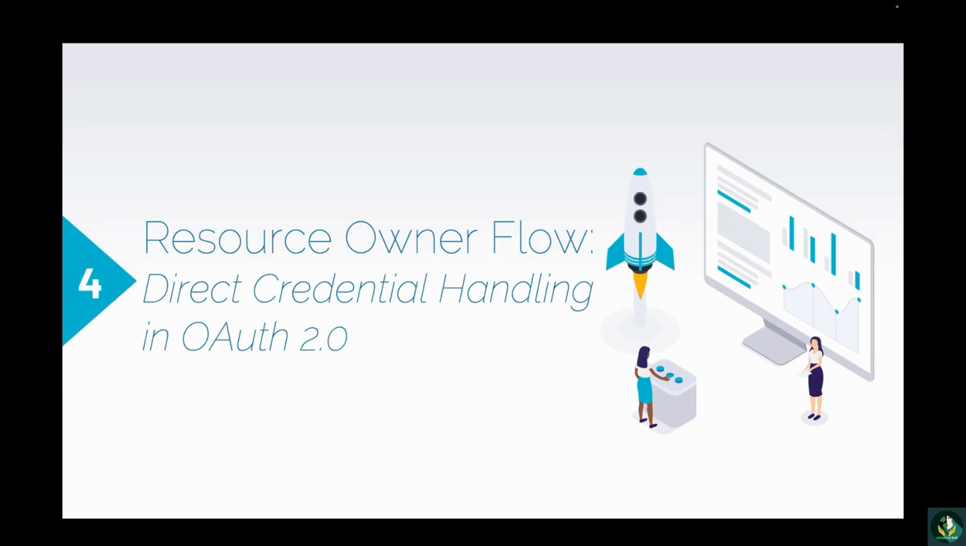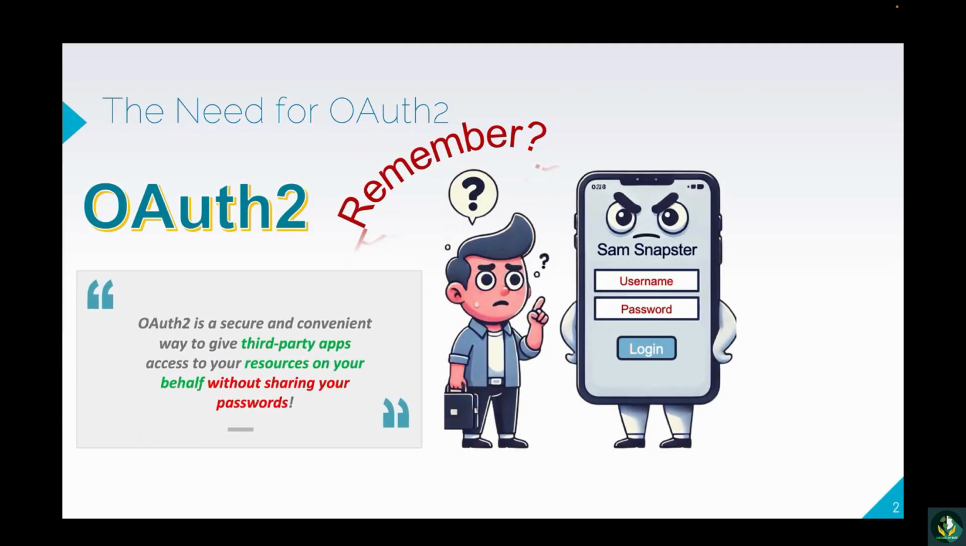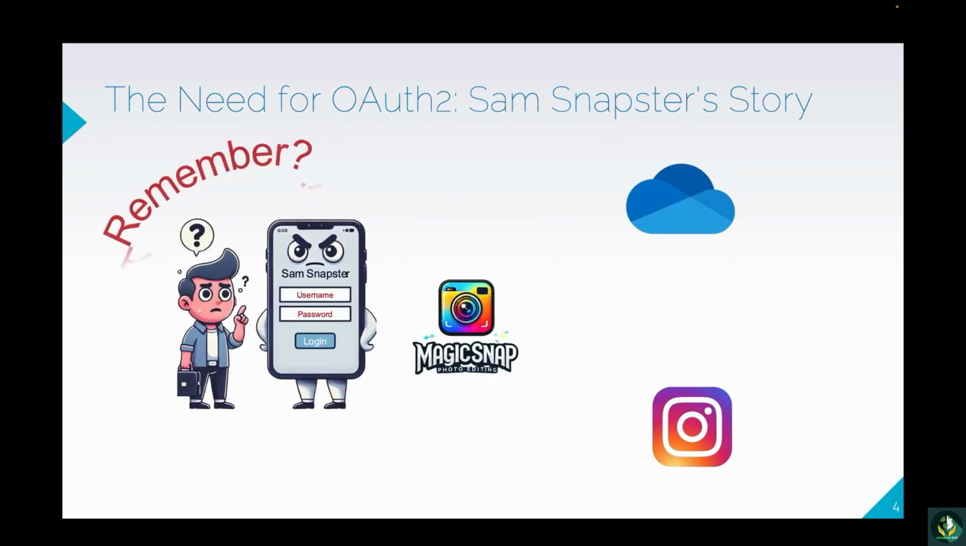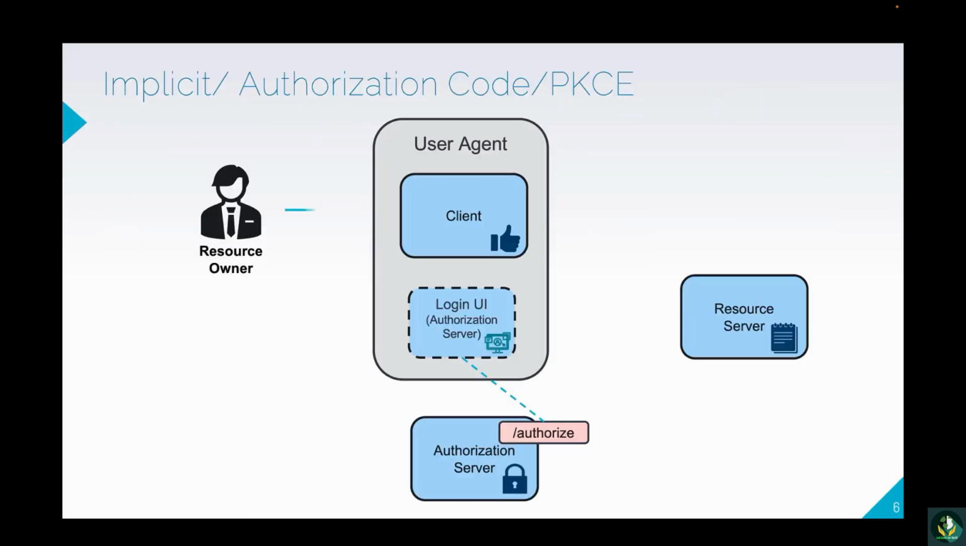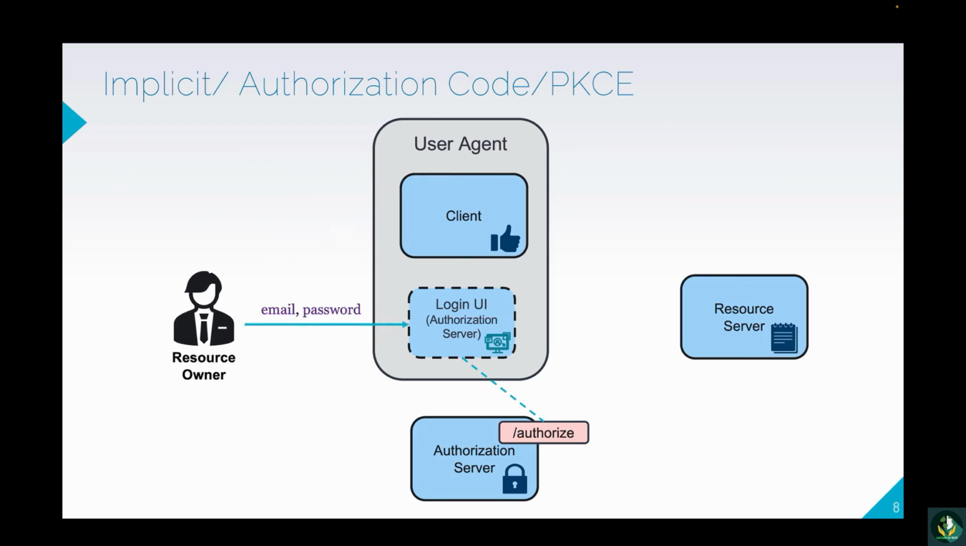In this lesson, we are going to talk about a special OAuth 2 flow, the resource owner password credentials flow. If you recall from our earlier lessons, we have emphasized the importance of not sharing user passwords directly with clients. This was one of the core reasons for the creation of OAuth 2, starting with some snippets as a story and hesitating application Magic Snap, and continuing through our demo with OneDrive and Photobee across all OAuth 2 user-initiated flows, Implicit, Authorization Code, and PKCE. We explored the critical importance of redirecting users to the authorization server.